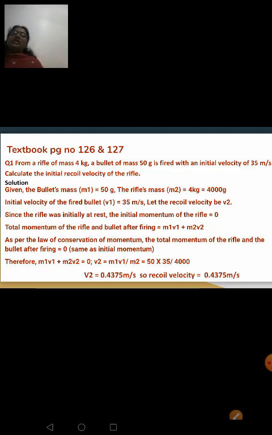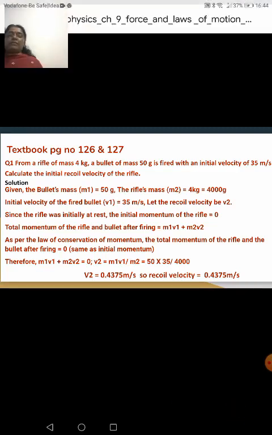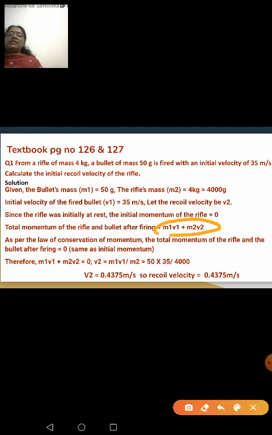Instead of A and B, we are using numbers here. Now, the final momentum part we will take. That's why we are using this part, that is M1 V1 plus M2 V2. I said we are not calculating the final momentum or the initial momentum. We are just going to calculate the value of V2 here.